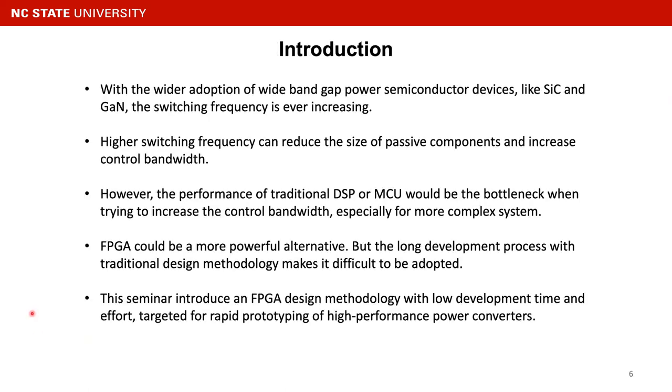So with the wider adoption of wide bandgap power semiconductor devices like silicon carbide and gallium nitride, the switching frequency is ever increasing. Higher switching frequency can reduce the size of passive components and increase control bandwidth. However, the performance of traditional digital platforms like DSP or MCU would be the bottleneck when trying to increase the control bandwidth, especially for more complex systems.